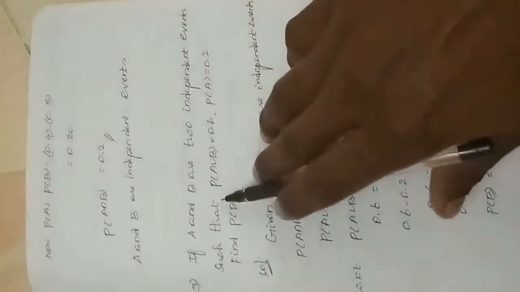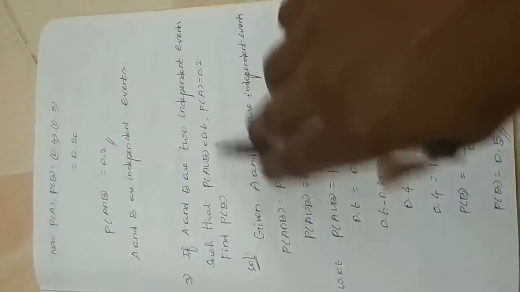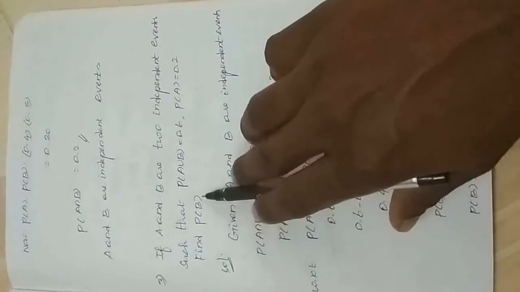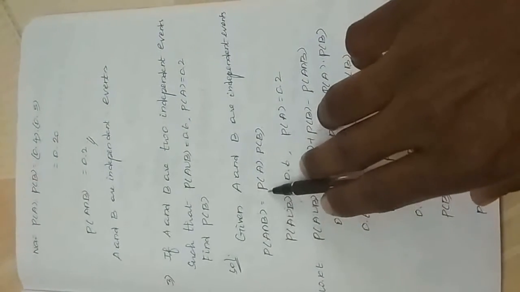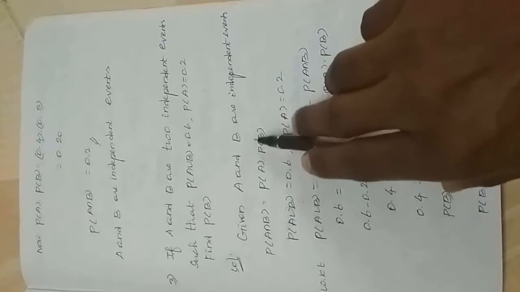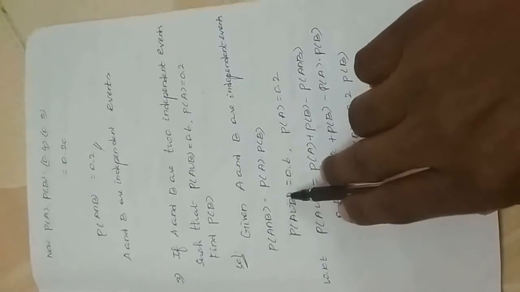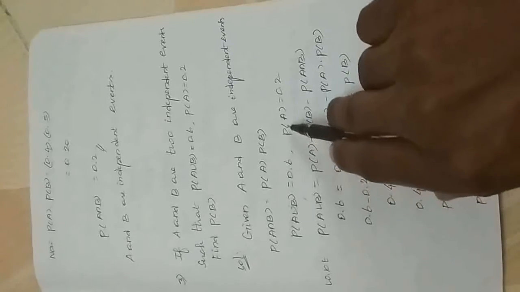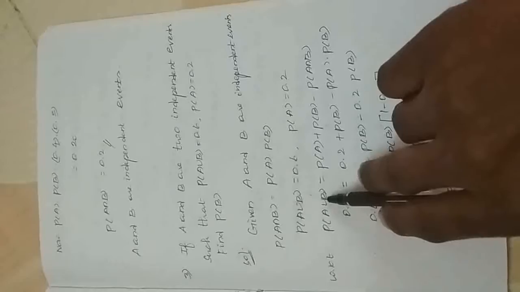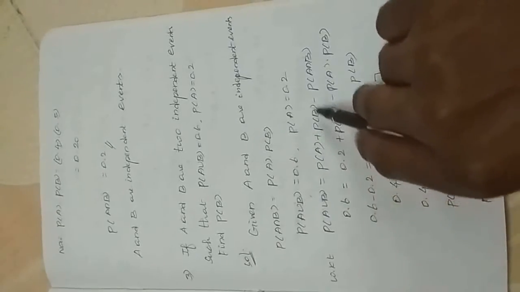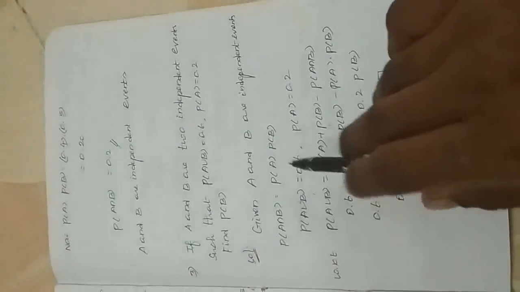Question number 3. If A and B are two independent events such that P of A union B equal to 0.6, P of A equal to 0.2, find P of B. Given A and B are independent events, P of A intersection B equal to P of A dot P of B. So P of A union B equal to 0.6, P of A equal to 0.2. Now we know that P of A union B equal to P of A plus P of B minus P of A intersection B. P of B unknown.